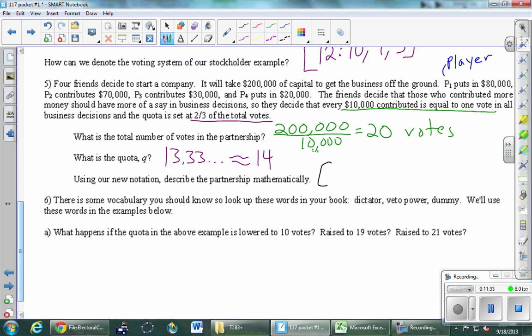Okay, and then we can write this thing in our standard notation with a square bracket to start. And what's the first number? 14 is the quota, comma, and then we put the strongest person first. How many votes does that 80,000 person have? 8. Every 10,000 is a vote. So that person, colon, 8 votes for that first person.